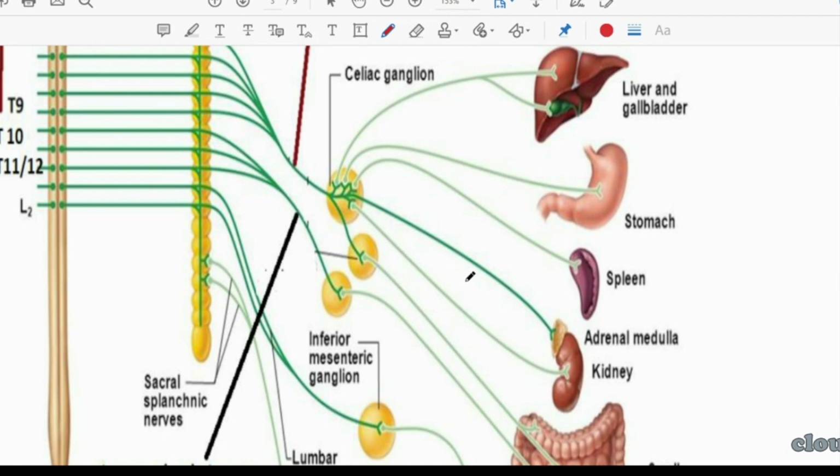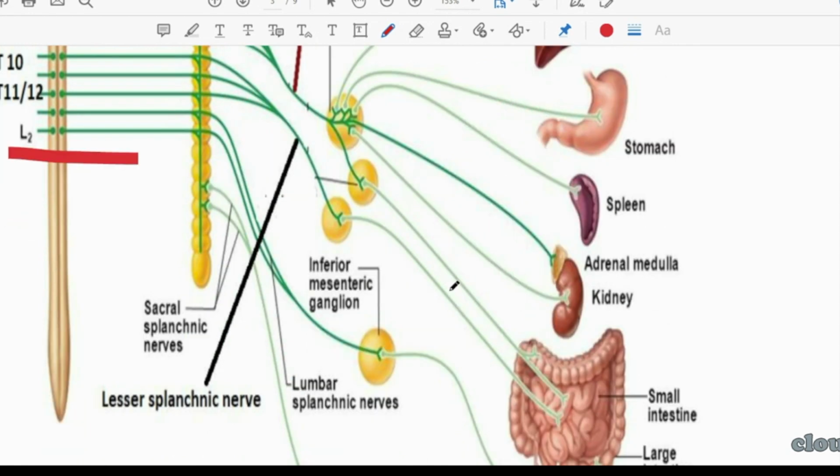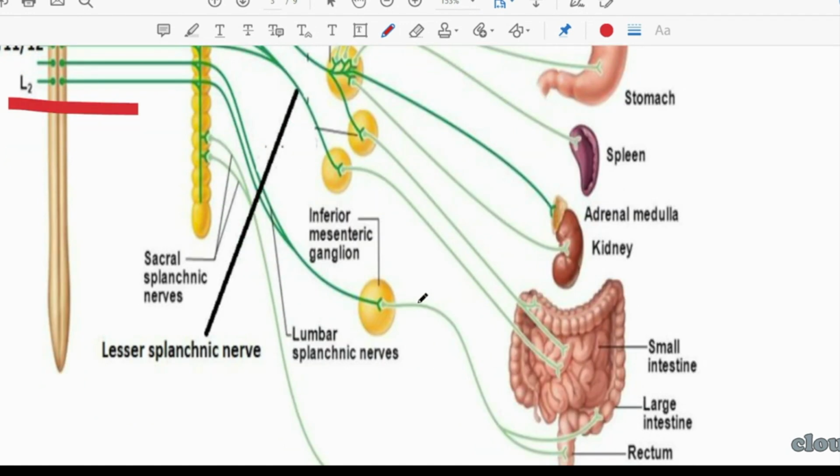All these ganglia together are called the celiac plexus, which then respectively innervate the liver, the gallbladder, the stomach, the spleen, the adrenal medulla, and the kidney. We also have nerve roots that come from L1 to L5, which form the lumbar splanchnic nerves. These synapse in the superior and inferior mesenteric ganglion. The one thing to consider about these nerve roots and fibers is that the preganglionic fibers are cholinergic in nature versus the postganglionic nerves are adrenergic in nature.